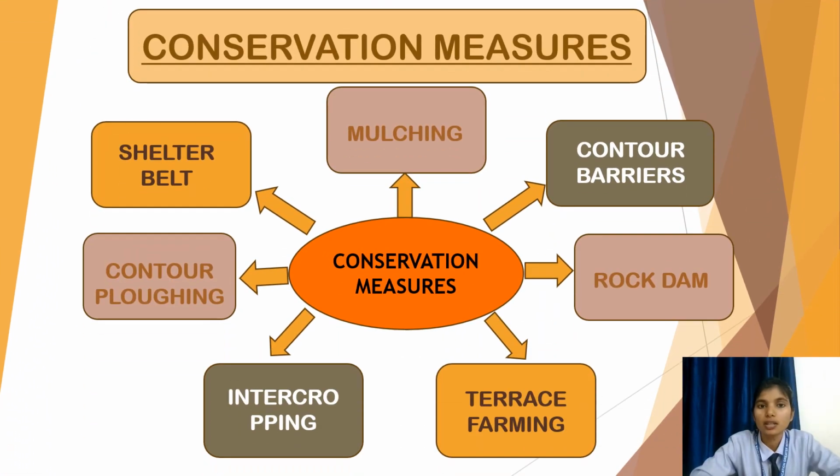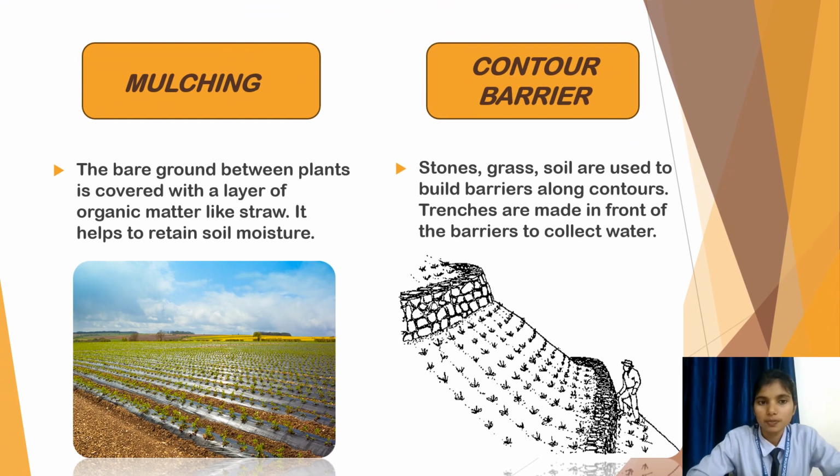Now let's move to the conservation measures through which you can conserve the fertility of soil and the moisture and minerals in the soil. So there are a total of 7 conservation measures. Let's begin with them one by one. First, mulching. It refers to the empty ground or empty space between the plants that is covered with a layer of organic matter like straw that retains the soil moisture.